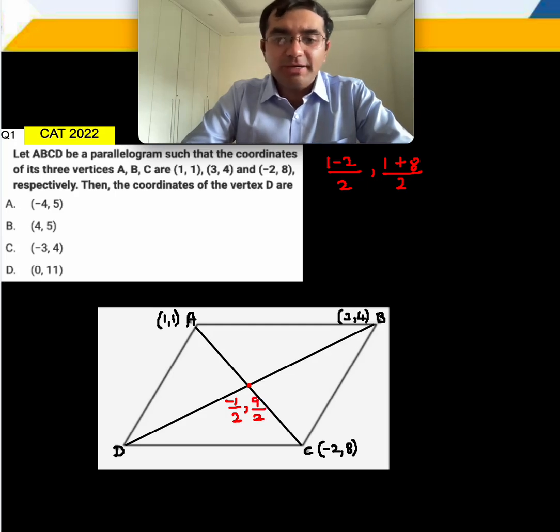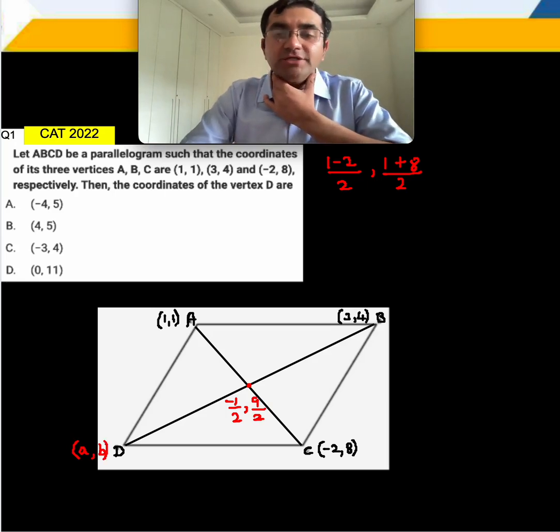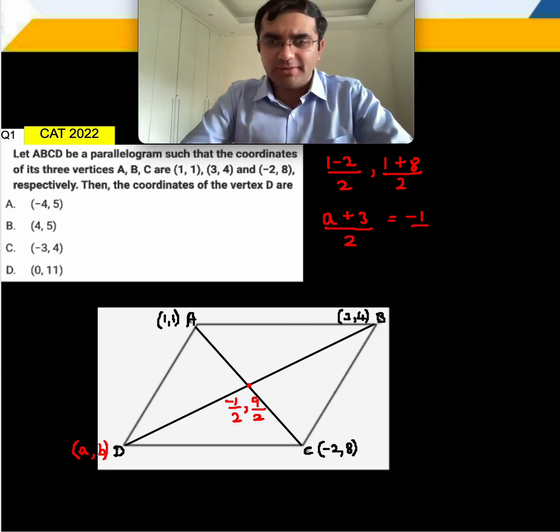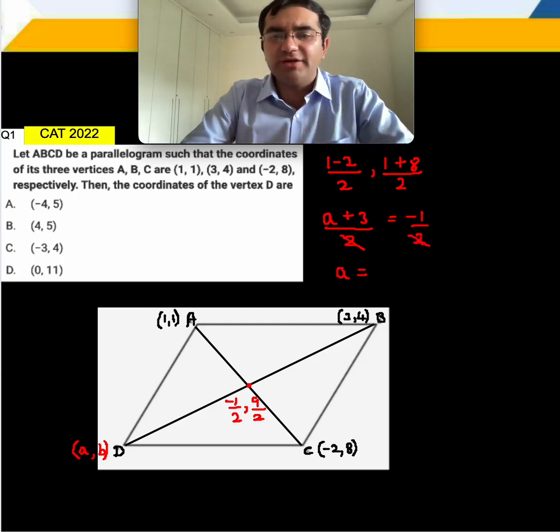These are to be the midpoints of B and D. Let the coordinates of D be A and B. So on the X coordinate, monitor and the answer will come. A plus 3, that's A and that is 3. A plus 3 upon 2 should give me the X coordinate as minus 1 by 2. 2 gets cancelled. The value of A is minus 4. And therefore the answer is option A for question number 1.